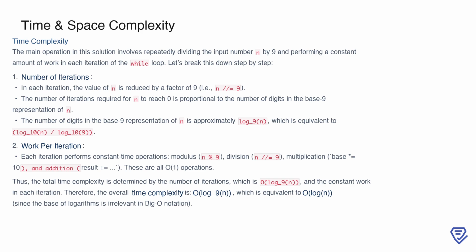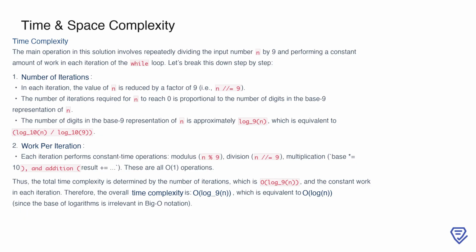First, consider the number of iterations. In every loop, the value of n is reduced by a factor of 9, thanks to the operation n //= 9. The loop continues until n becomes 0, which means the number of iterations is directly tied to how many times you can divide n by 9. This is essentially determined by the number of digits in n when represented in base 9. Mathematically, the number of digits in base 9 representation is approximately log_9 n, or equivalently, log_10 n / log_10 9.